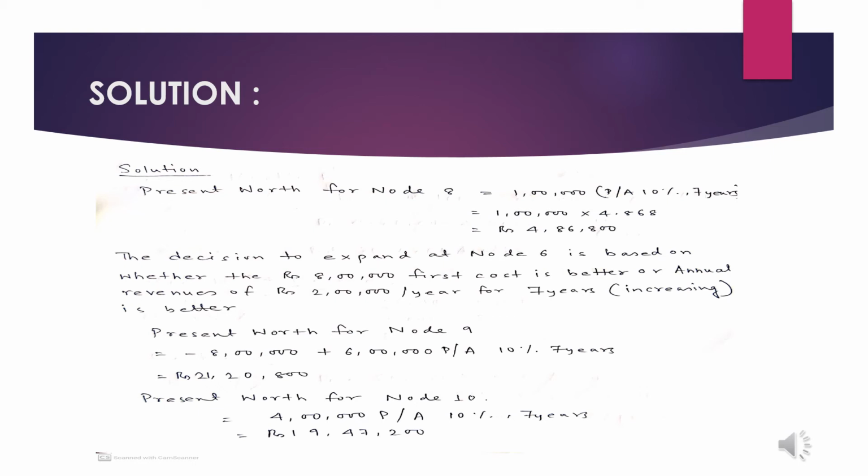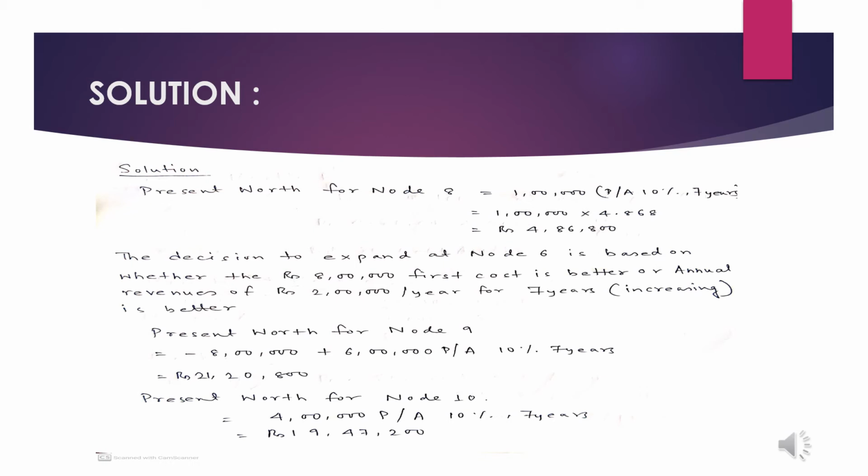Or if we do not expand, if we keep the production at the same level, the next node, that means we get 4 lakh per annum fixed for the 7 years. So that is plain and simple 4 lakh annual worth which needs to be transferred into present worth for 10%, 7 years. If we transfer that into present worth, we get the value of 19,47,200 approximately.